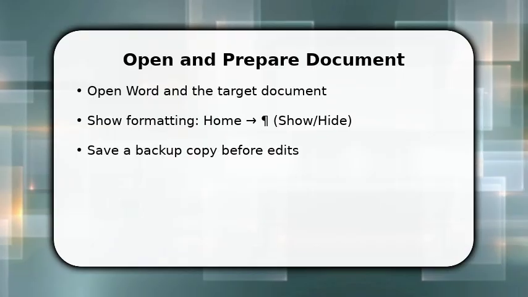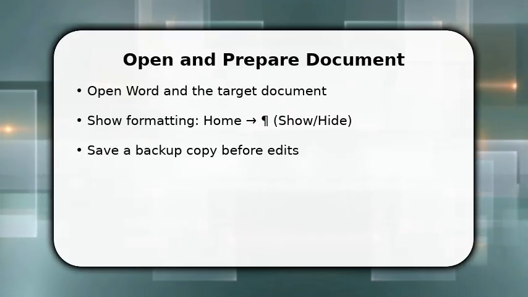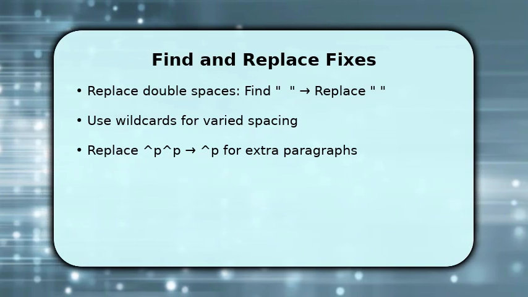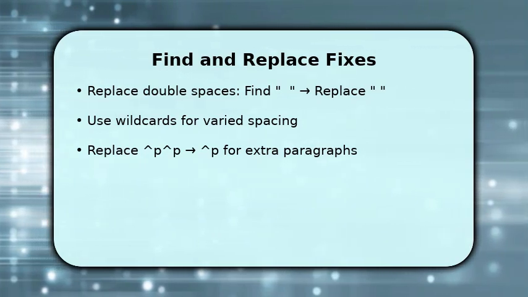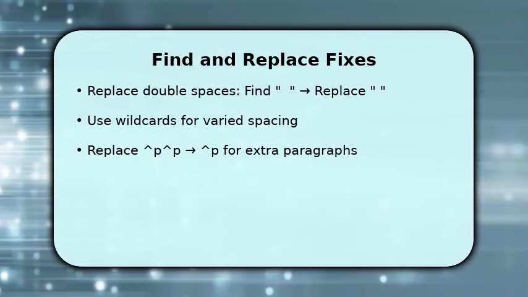Now press Ctrl+H to open Find and Replace, because the fastest fixes use targeted replaces rather than manual editing. In Find and Replace, enter 2 spaces in Find and 1 in Replace, then replace all. This handles most double space after period cases.